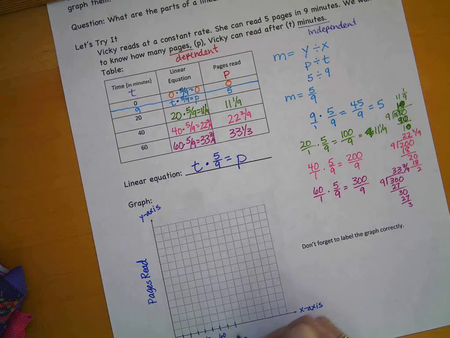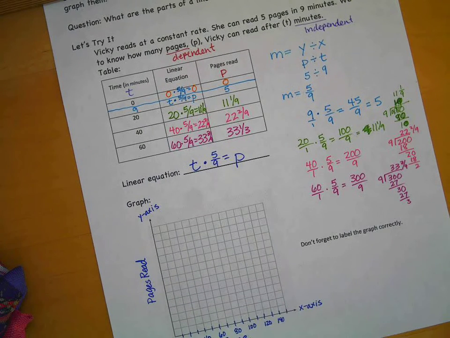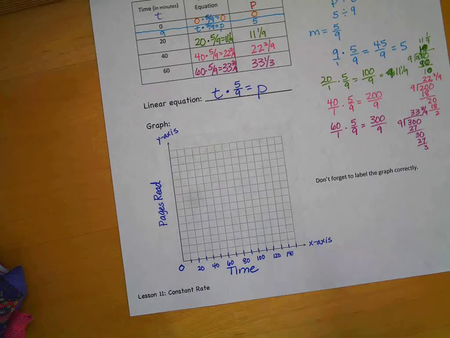This will be 50. So this will be 60. This will be 70. So this will be 80. This will be 90. This will be 100. This will be 110. So this will be 120. This is 130. So this is 140. And we close it off with 150.